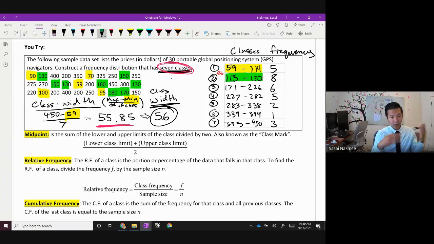So hopefully that is a quick refresher on how we do these frequency tables, how you set up the classes and then how you count it out. So not too crazy, not too bad.